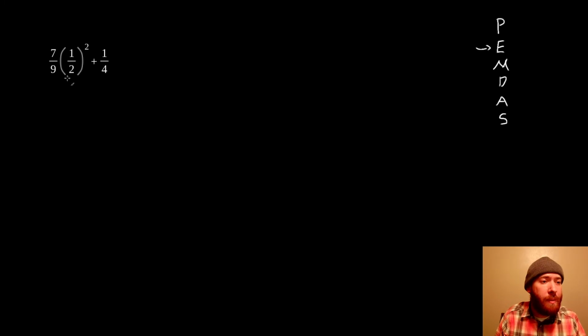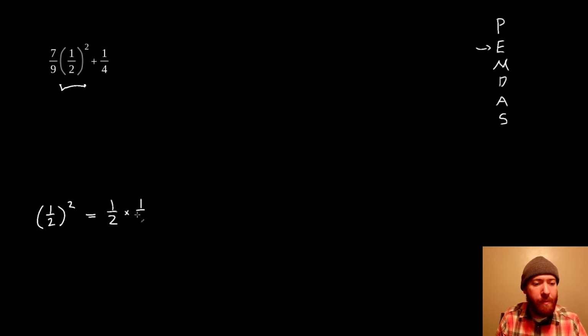So our first step is going to be to replace the 1/2 squared with its value. So what is 1/2 squared? Let's work that out down here maybe. 1/2 squared. What this means is 1/2 times 1/2, right? Because that's what the exponent 2 means. We can write that this is equal to 1/2 times 1/2.